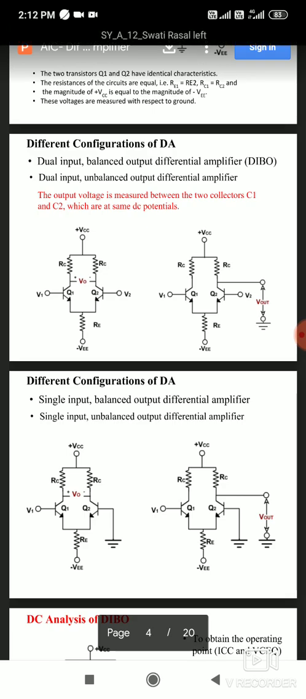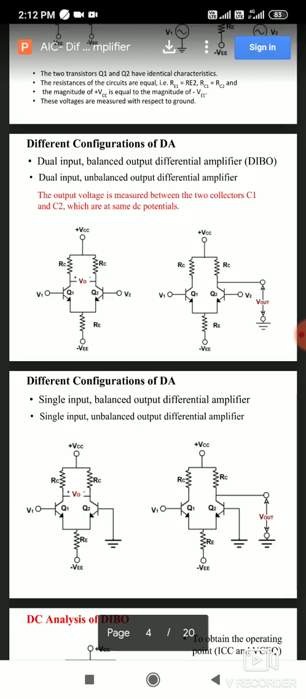Balanced output. If the output is measured at the collector terminal of only one transistor, then it is called unbalanced output. Similarly, if only one input is given, then it is called single input. If both inputs are applied at the respective bases of transistors Q1 and Q2, then it is called what? Dual input. Based on that, we saw the types of differential amplifier in the last lecture along with its diagram.